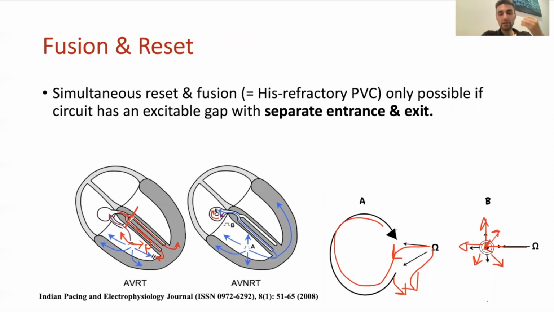Okay, so again, if you see fusion, you know that there has to be some intrinsic QRS from the SVT beat plus your pacing stimulus depolarization, and hence you know it's a His refractory PVC. Otherwise, if you pace and you don't see fusion, then you know you paced before the His has actually depolarized and it's not a His refractory PVC.